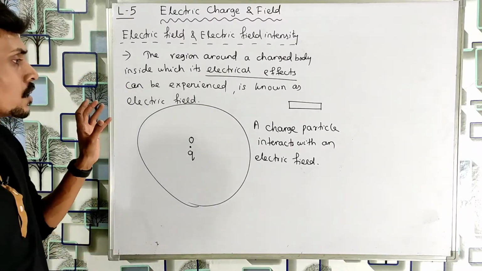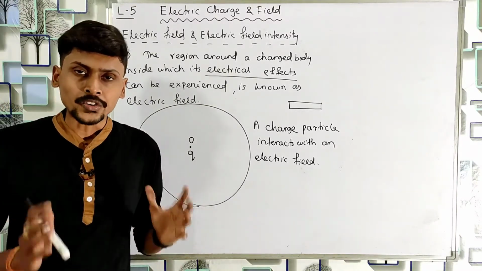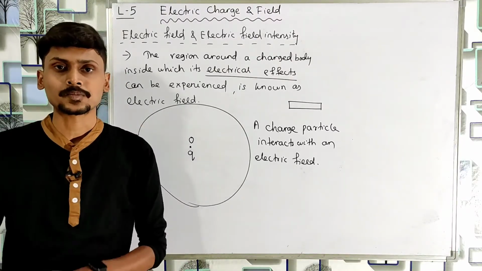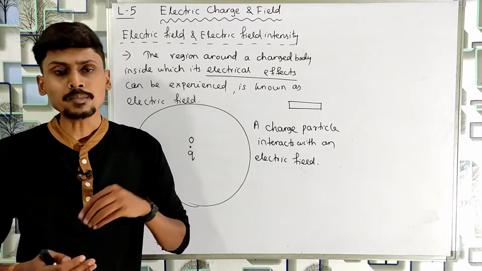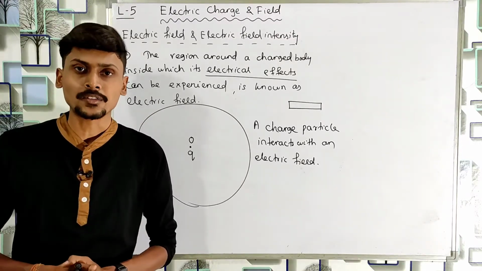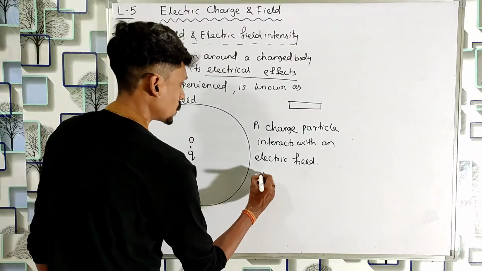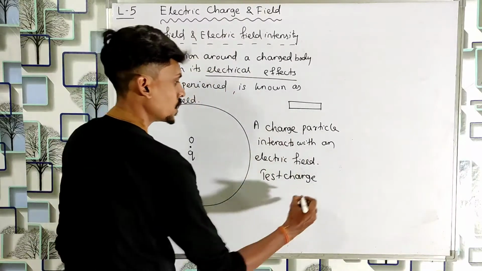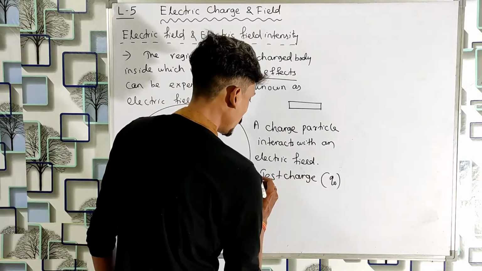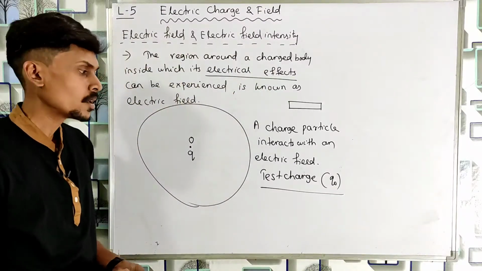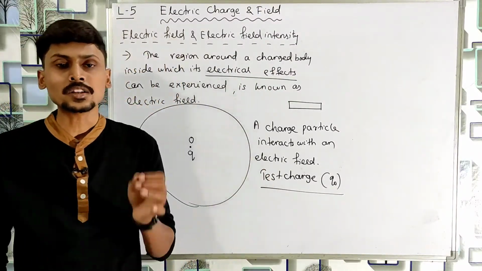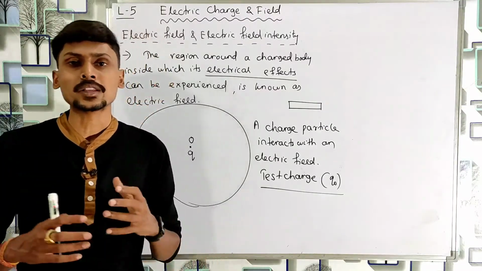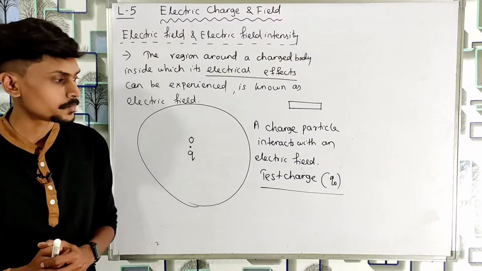So in order to determine or test the presence of an electric field, we have to take the help of another charge, and that charge which helps us to test the presence of an electric field is known as a test charge. The symbol of the test charge is Q0. So test charge means it is the charged particle which helps us to test or verify the presence of an electric field in a given region.